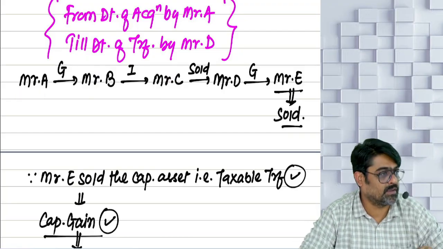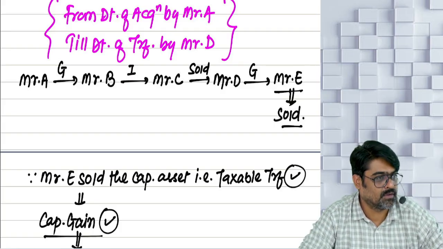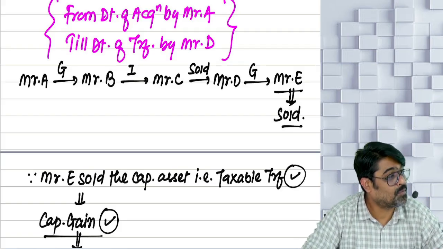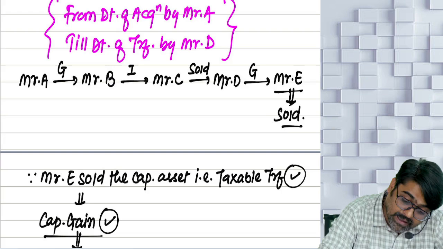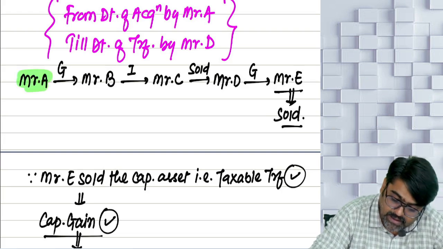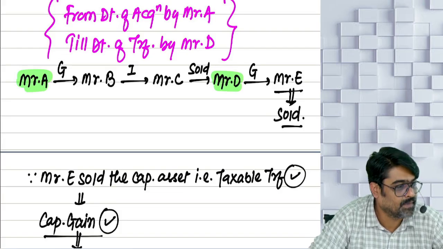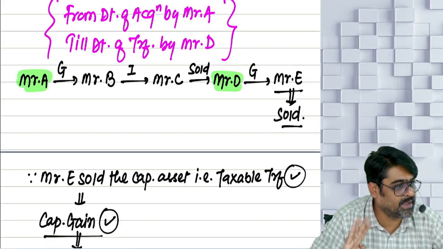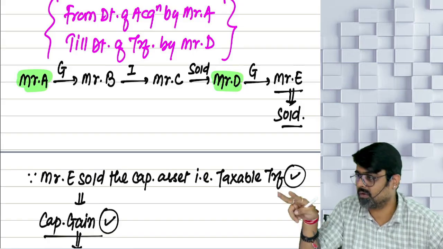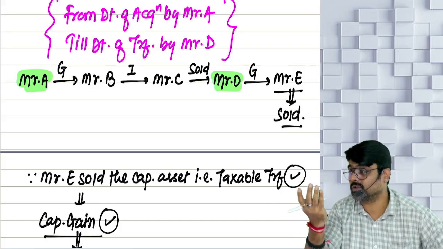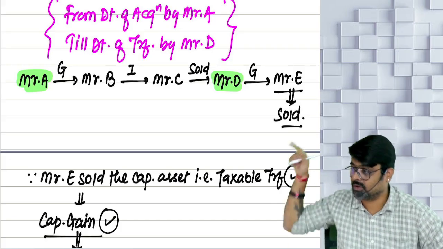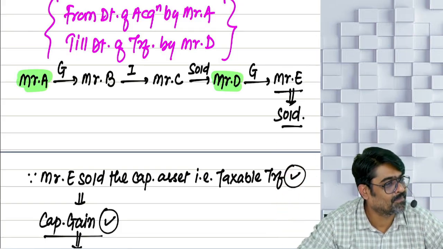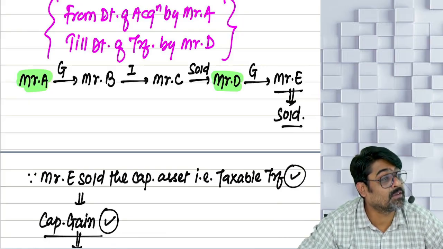Now there are two previous owners who have acquired the asset by a mode other than 49(1), and that is Mr. A as well as Mr. D. A has purchased the asset and D has also purchased the asset. So out of these two, whose cost are you going to take? A's cost or D's cost? The latest previous owner. The latest previous owner is D.